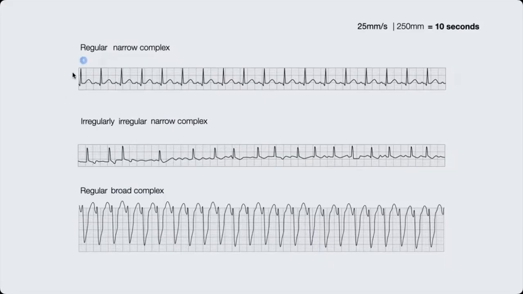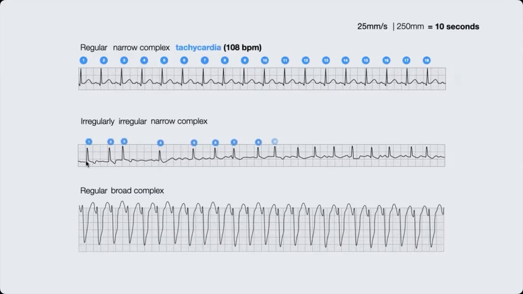So we count the number of complexes here, and we find in the first example that there are a total of 18 complexes. Remember, a QRS complex represents ventricular depolarization, which by extension represents ventricular contraction, which is the heartbeat. Okay, so we can count here and we see, oh, we have 18 ventricular contractions in 10 seconds. So the question then is, how many do we have in 60 seconds? So we times that by 6, and then we get 108. And so here, this is an example of a regular, narrow, complex tachycardia of 108 beats per minute.